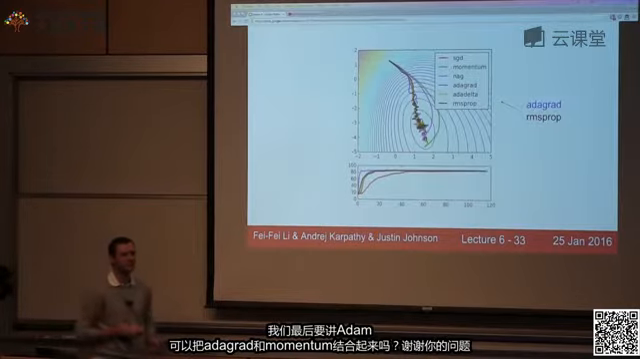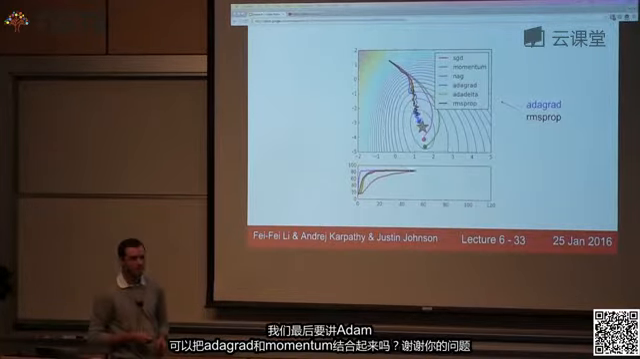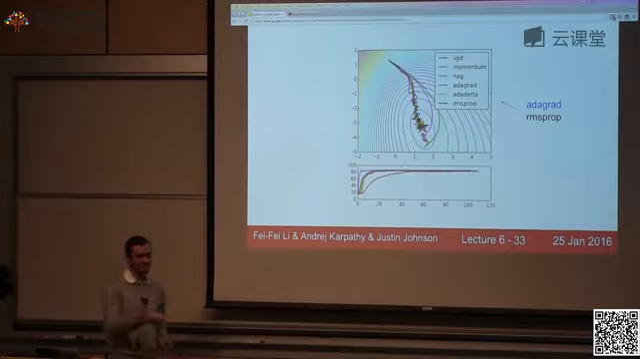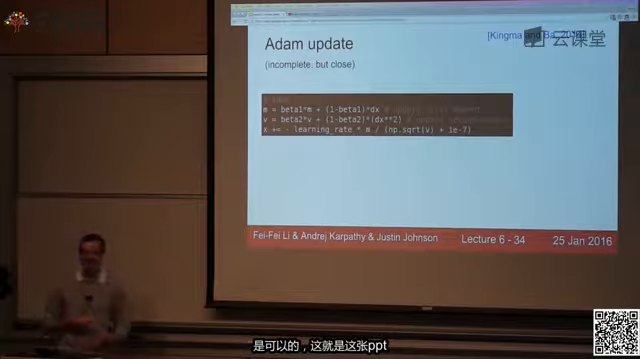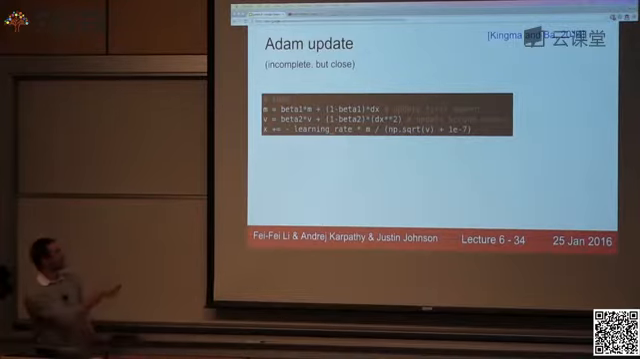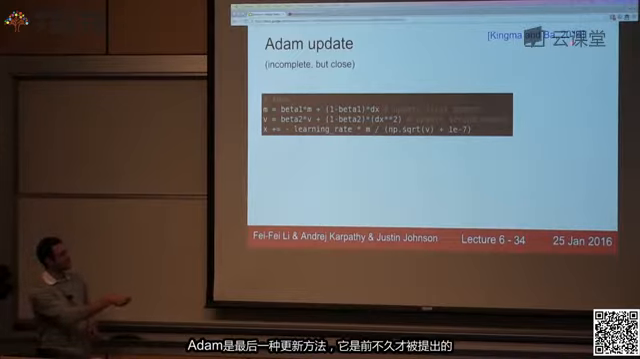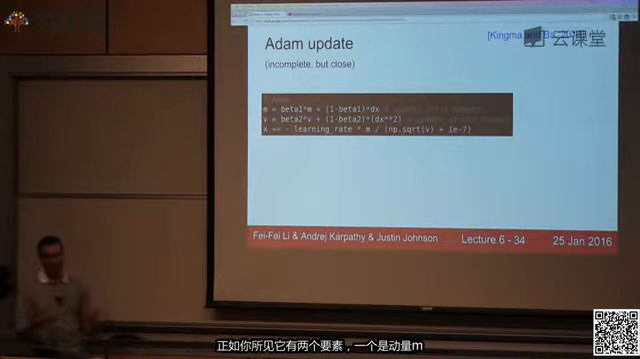Oh, sure. Could you combine Adagrad with momentum? Thank you for the question. Yes, you could, and that's this slide. So roughly what's happening is Adam is this last update that was only proposed very recently, and it has elements of both.